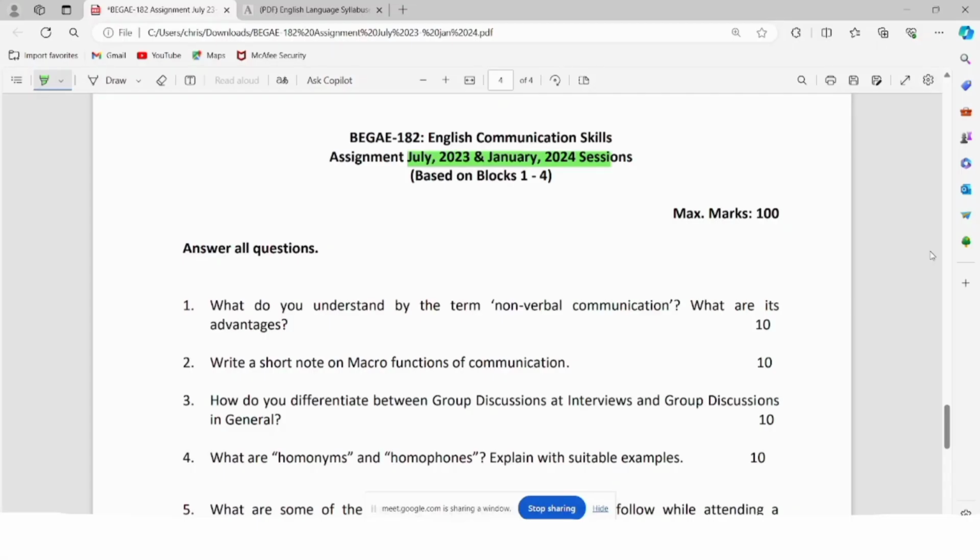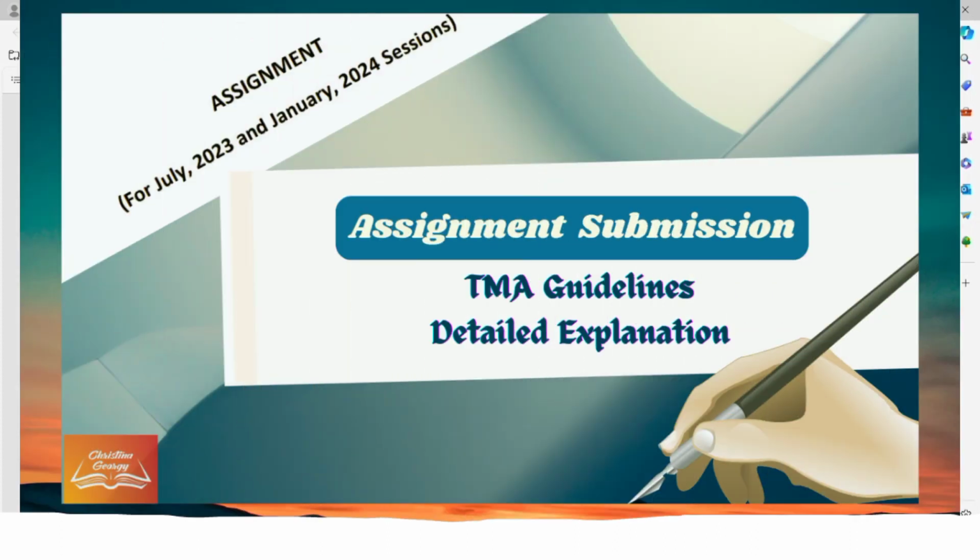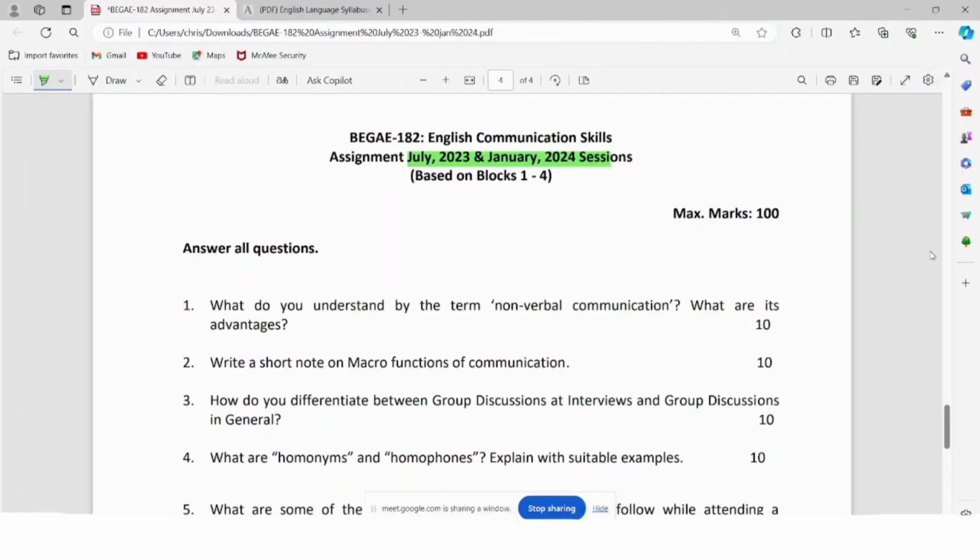In our previous session we discussed the general overview, or rather the instructions for writing an IGNO assignment. So in this particular session we will focus our attention towards this particular course code BEGAE-182, titled English Communication Skills, and here we are discussing the assignment for the July 2023 and January 2024 sessions. For both these sessions, it's the same assignment provided. Download the assignment from the official IGNO webpage.